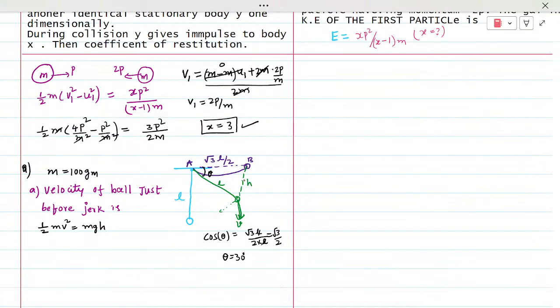So now I want the h value. That's why I will take sin theta. Sin theta into hypotenuse is equal to h. That is, h is equal to L by 2. So now substitute the velocity initially. Therefore, m gets cancelled. Then v square is equal to 2 g h, h is L by 2. That implies v is equal to root g L. So this is the velocity before the jerk.